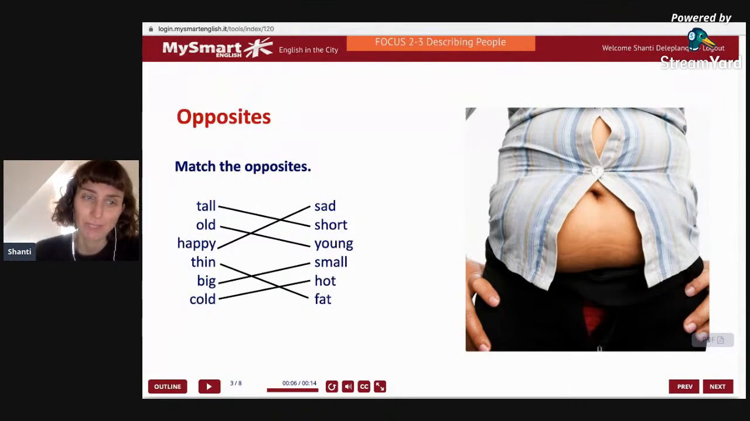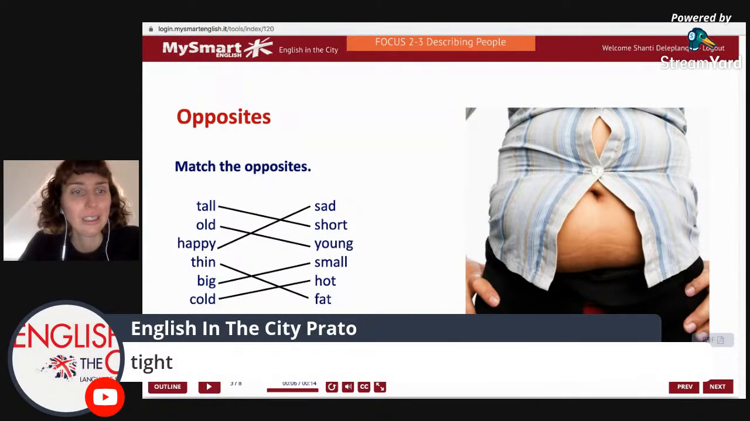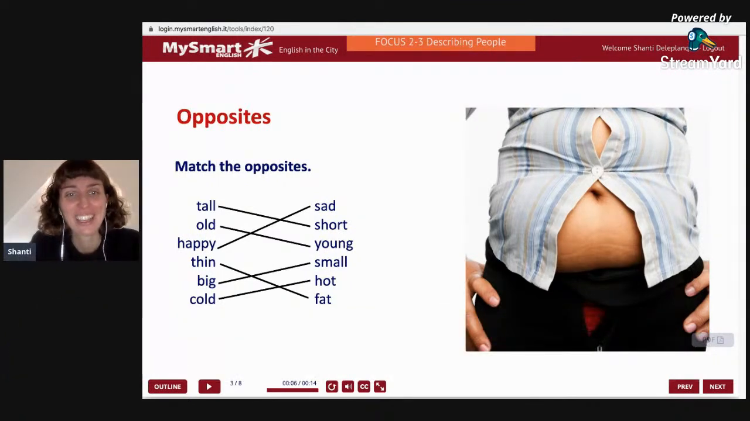Maybe chubby. Yeah. I think also the problem are the clothes, the shirt and the trousers are very, very tight. Yeah. You know the adjective tight? The clothes are very tight, so the person looks fat, but I think maybe they are normal. It's just that the clothes are too tight. Okay, let's see the next picture.